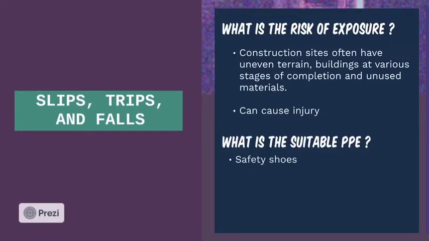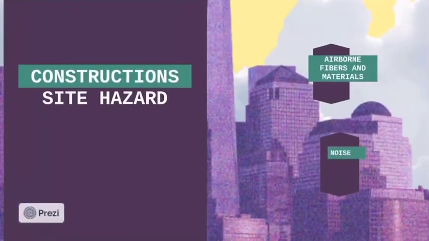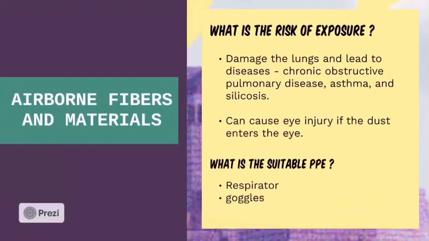What is the suitable PPE? It is safety shoes and, of course, the full set of PPE. The third construction site hazard is airborne fibers and material. What is the risk of exposure? It can cause damage to the lungs and lead to diseases such as chronic obstructive pulmonary disease, asthma, and silicosis. It can cause eye injury if the dust enters the eye. What is the suitable PPE? It is respirator and goggles.